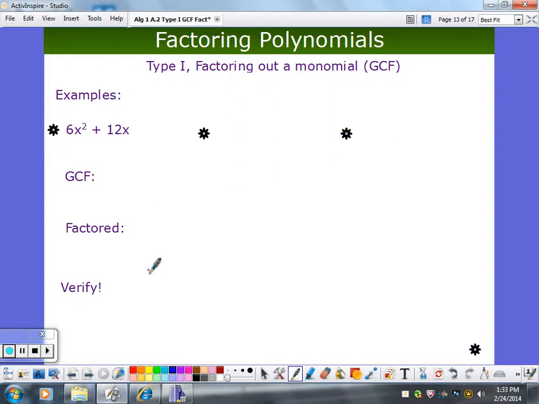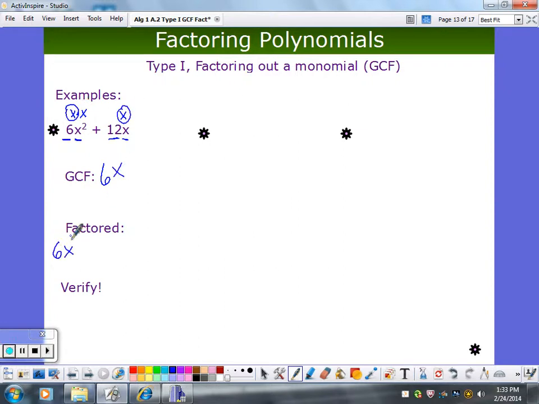I want to see if this can be factored. So I'm going to use my type 1 factoring, which says find the greatest common factor. First, let's look at the numbers. You have a 6 and you have a 12. We've done this before. What's the greatest common factor? 6. Now the variables are actually easier. You have an x squared and you have an x. Greatest factor they have in common? X.